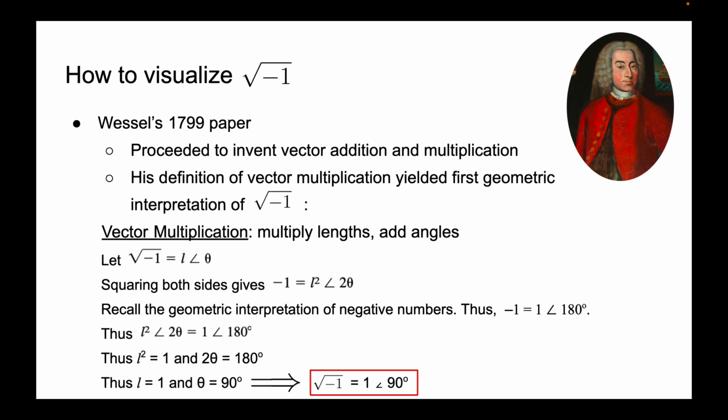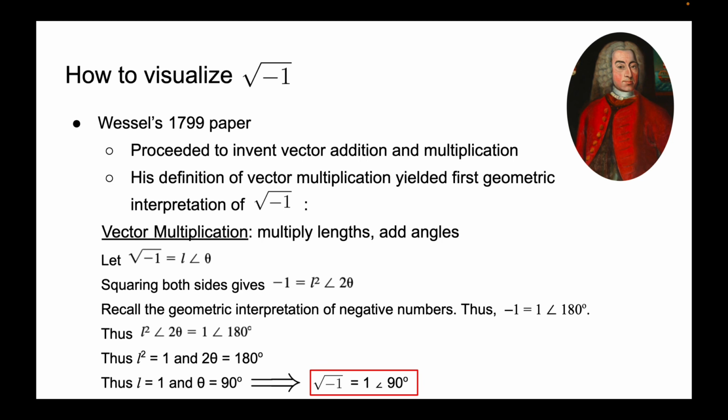So, how did he define vector multiplication? Well, he said you simply multiply the lengths and add the angles. So, let's let the square root of negative 1 equal some length L and some angle theta. And squaring both sides obviously gives us negative 1 equals our length squared at angle 2 theta. Now, recall the geometric interpretation of negative numbers. It was the length measured to the left of some origin. Thus, we could write negative 1 as just 1 at the angle 180 degrees. Thus, we have our length squared at angle 2 theta equals 1 at angle 180.